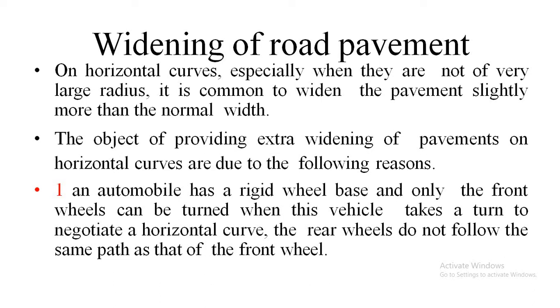Number one, an automobile has a rigid wheel base and only the front wheel can be turned when the vehicle takes a turn to negotiate a horizontal curve. The rear wheels do not follow the same path as that of the front wheels. Absolutely all vehicles are like that. So that's why some extra widening is required at the curve.